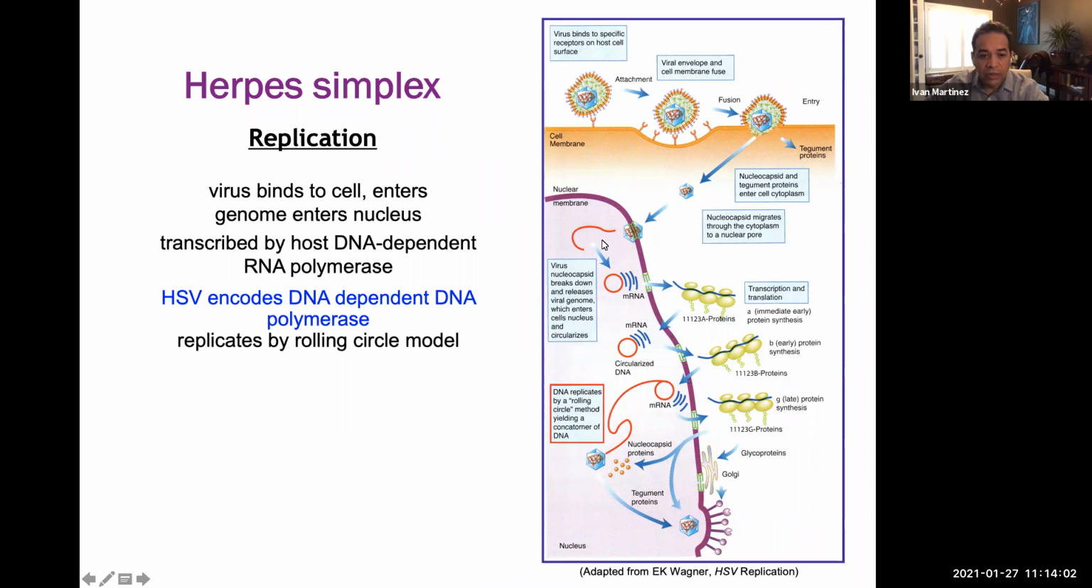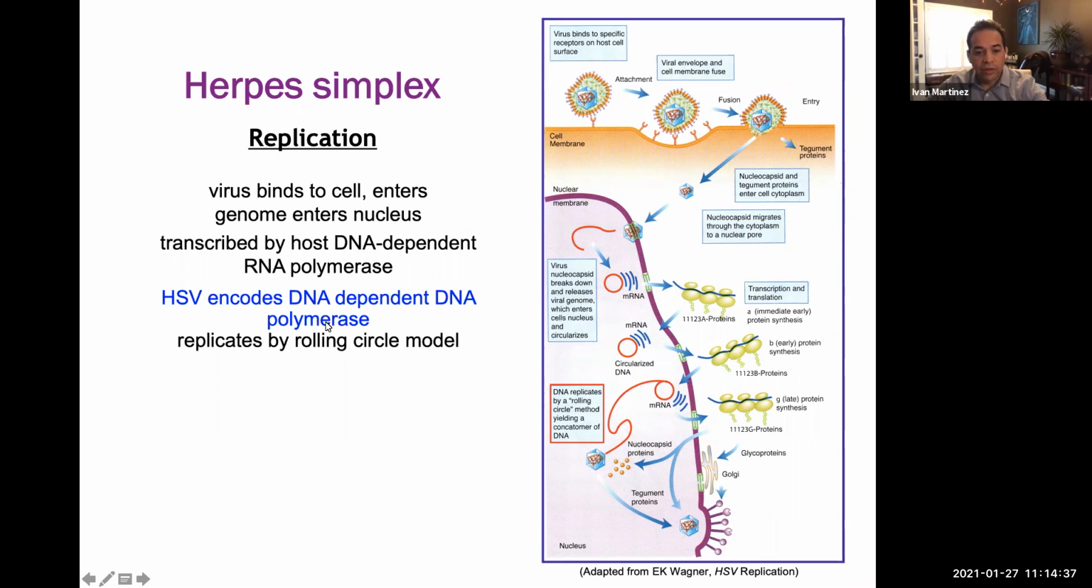In the nucleus, actually, the HSV encodes their own DNA polymerase, and this is a very important thing because that's why we were able to develop drugs like acyclovir that can target specifically the DNA polymerase of these viruses. So most DNA viruses, they don't express their DNA polymerase. They steal the polymerase from the host cell. But in this case, herpes viruses, in their replication process, express their own. So it's a good target for drugs.